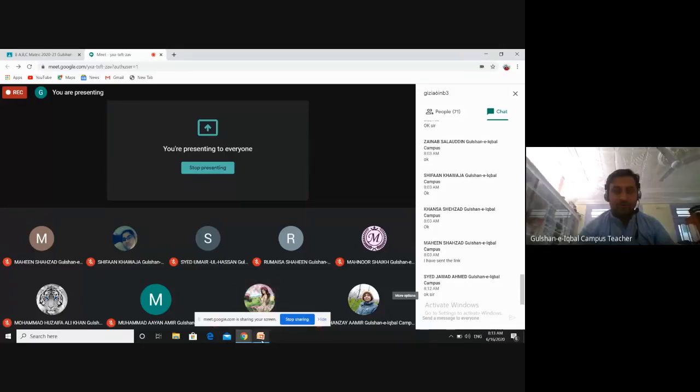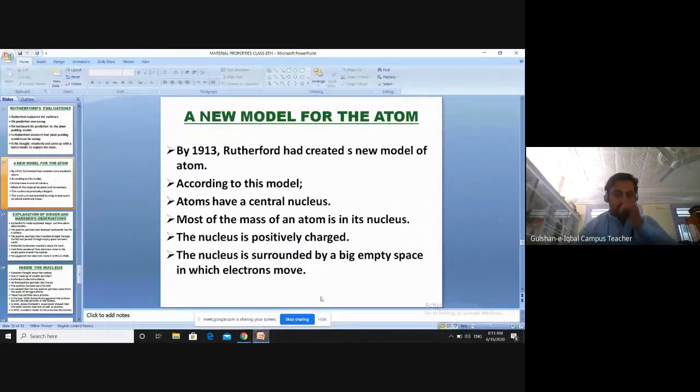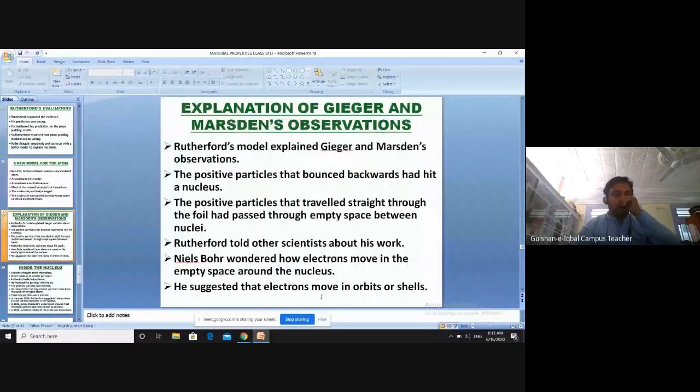Okay, now let's move to the next. This is the new model. According to this model there are 4 points you can keep in mind. Number 1, atoms have a central nucleus. Number 2, most of the mass of an atom is in its nucleus. Number 3, the nucleus is positively charged. And number 4, the nucleus is surrounded by a big empty space in which electrons move. So this was the model presented by Rutherford in 1913. Let's see a little bit more about this one.